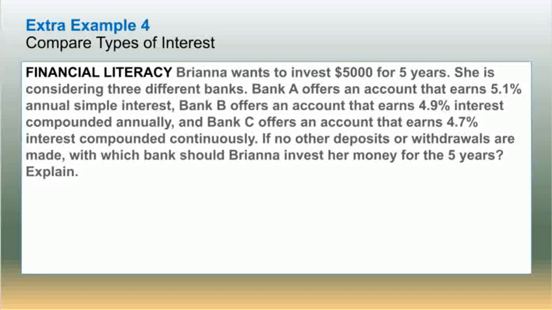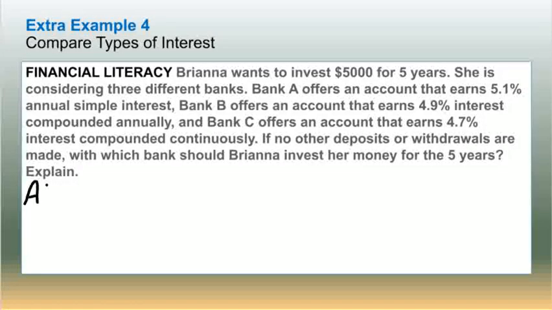Next, Brianna wants to invest $5,000 for 5 years. She is considering 3 different banks. Bank A offers 5.1% simple interest. Bank B is 4.9% compounding annually, and Bank C 4.7% compounding continuously. If no other deposits or withdrawals are made, what would her investment be for 5 years? Which bank should she invest in for 5 years?